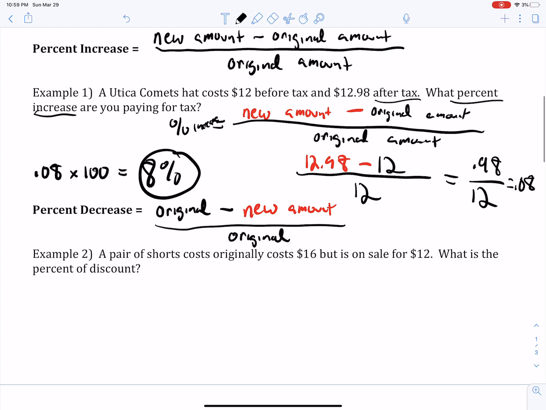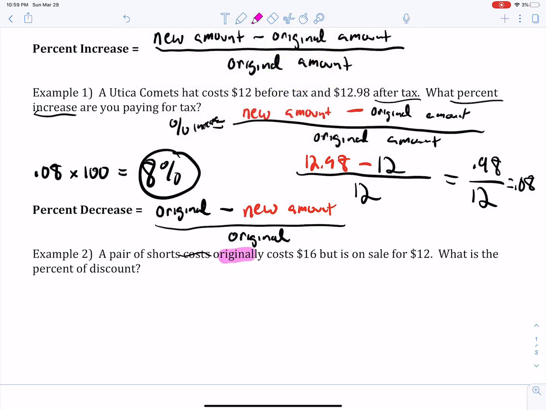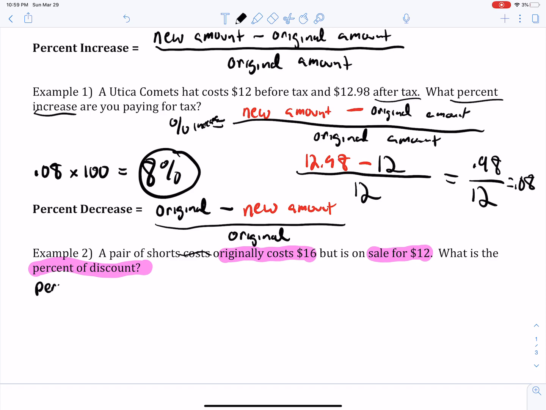So this says a pair of shorts originally cost $16, but is on sale for $12. What is the percent of discount? So here, we have the original amount, the sale amount, and we want to find the percent discount. Is that an increase or decrease? It's a decrease. So this is the percent decrease.